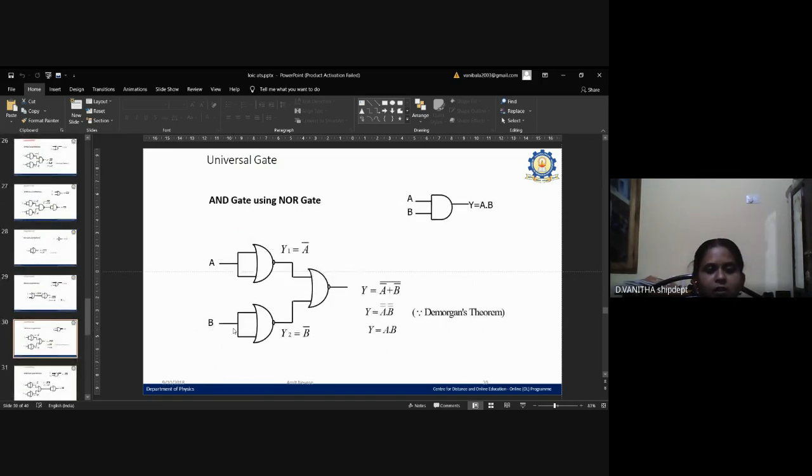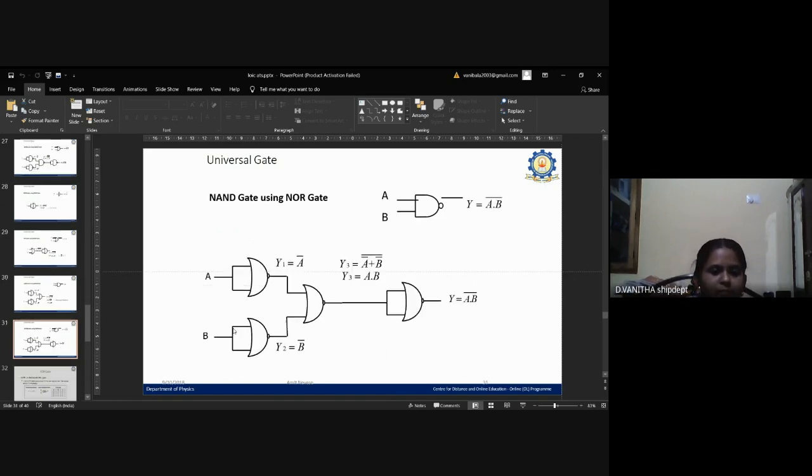The last one is the AND gate using NOR gates. Here we use three NOR gates. The output of the third NOR gate is the output of the AND gate. So we get the output y equal to a dot b. Likewise, the NAND gate is also produced by using NOR gates. Here we use four NOR gates to produce the NAND gate.